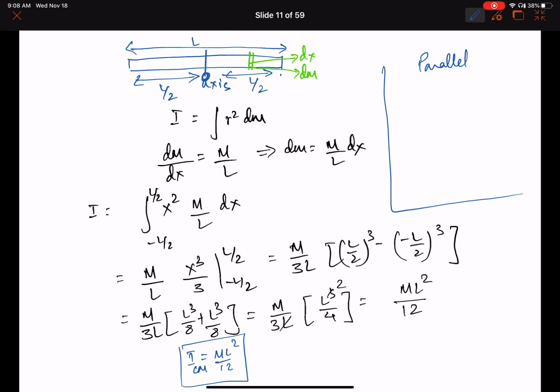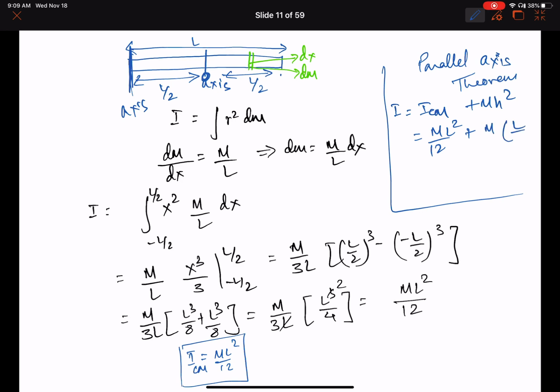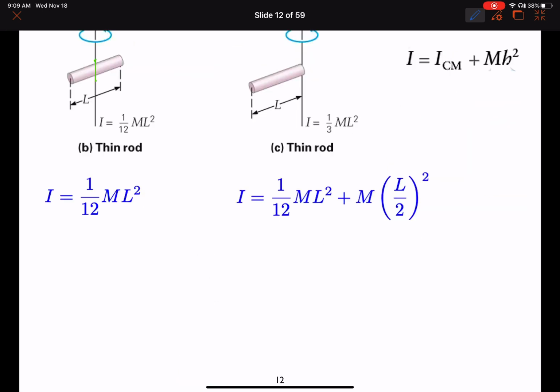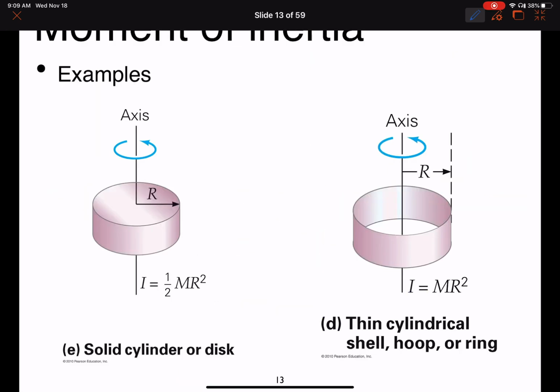Now we will use the parallel axis theorem if we move the axis to this edge here. Okay, parallel axis. So I equals I center of mass plus mh squared, where I center of mass is mL squared over 12, plus h, which was L over 2 squared. Okay, so that gives you 1/3 mL squared. Yeah, same thing, using the parallel axis theorem.